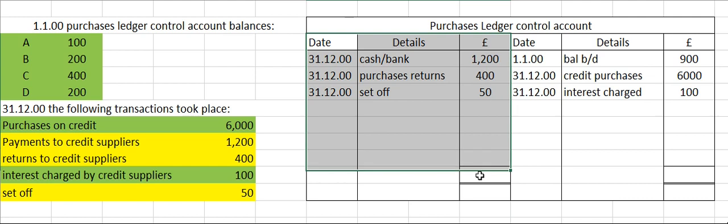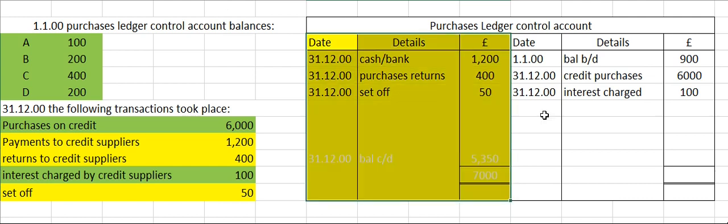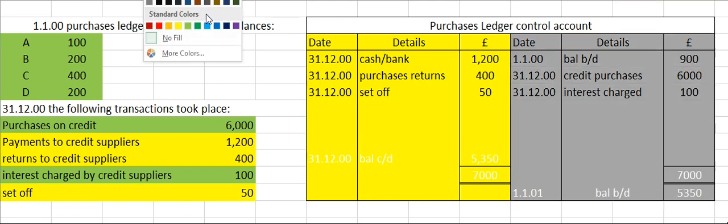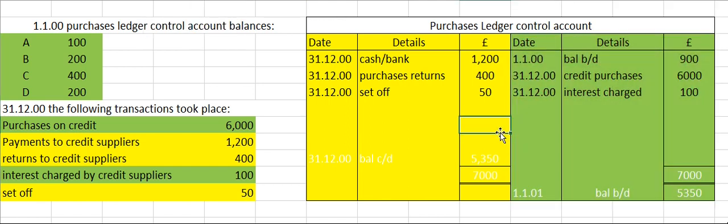Now, let me color code all the debit side with yellow and the credit side with green to make a differentiation. The next step is to balance off the ledger. As you can find, the credit side is greater than the debit side. Therefore, we bring down the balance of the credit side to the total. Now from this 7,000, we take away 1,200, 400 and 50. Therefore, it gives us an answer of 5,350.